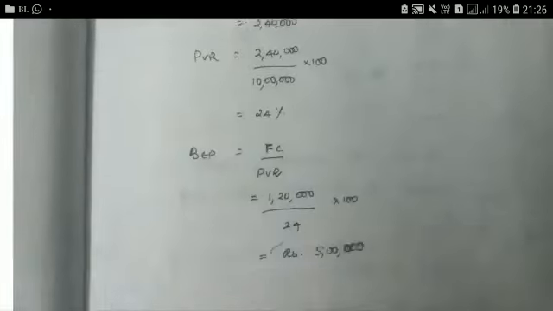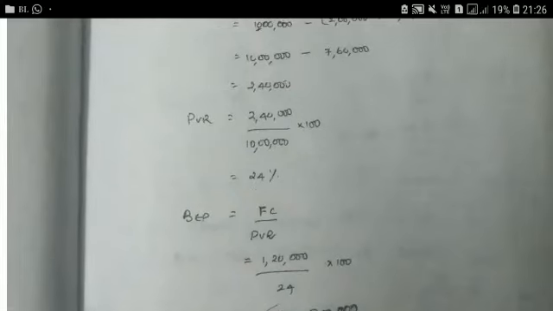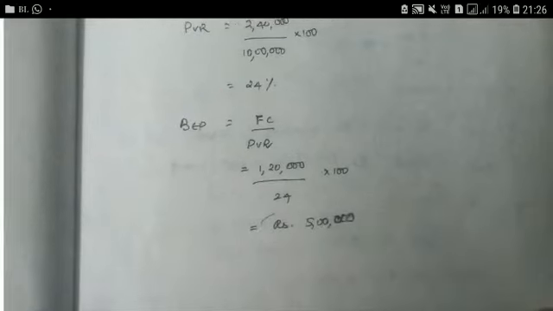It is already given. In this formula, we have to substitute this fixed cost of 1,20,000 divided by PV ratio that we have calculated here, 24%. If we divide this 1,20,000 divided by 24 into 100, we will be getting the break-even point. The break-even point in this particular problem is rupees 5 lakh.